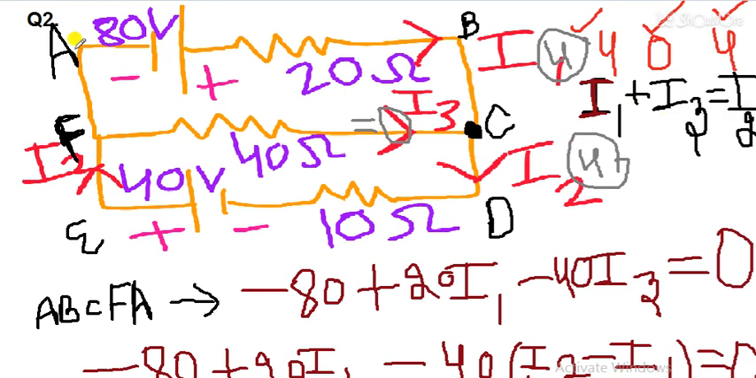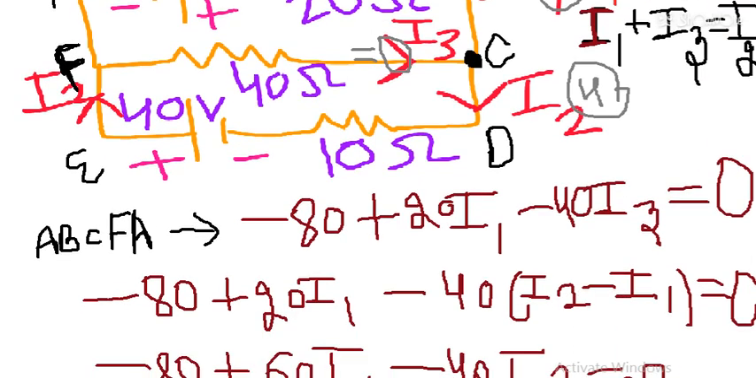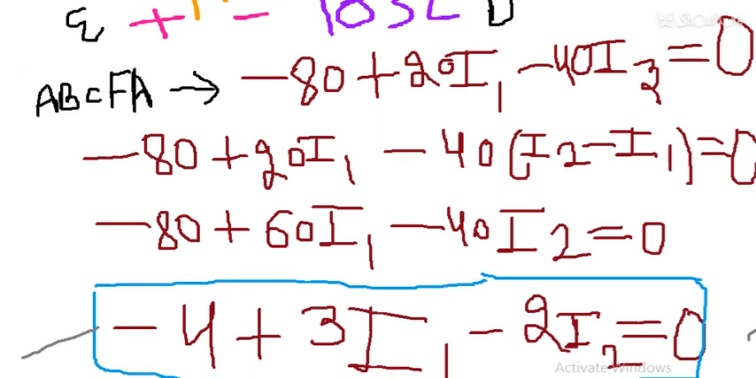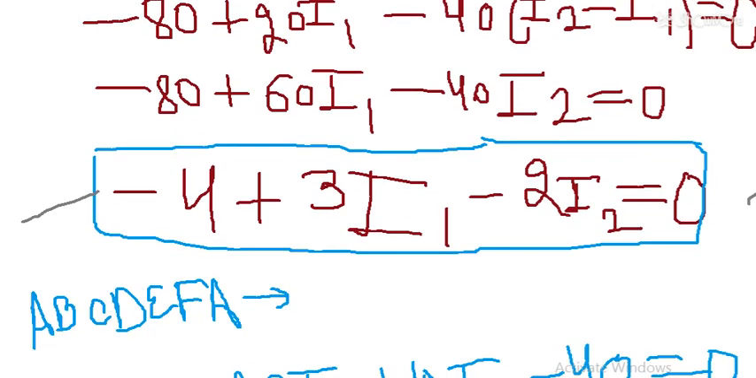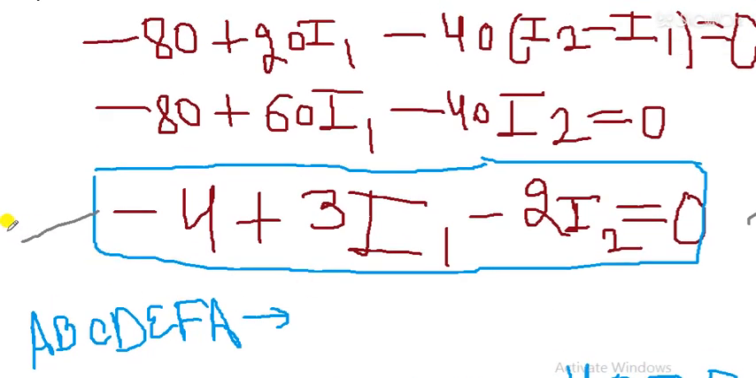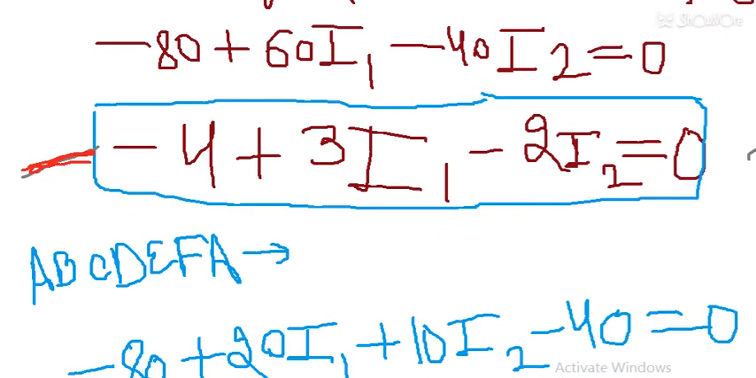Then I have taken the path A, B, C, F, A. So this is the equation, and I am scrolling it. You can pause the video and check. This is just the equation we got. I have taken it in a box so that it looks different, and I have to remember it.